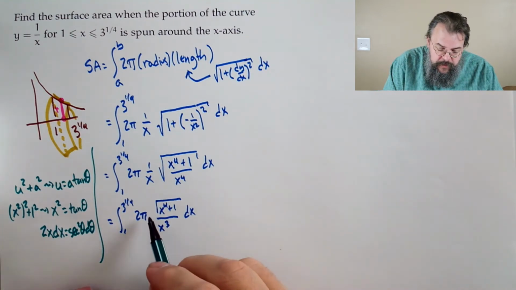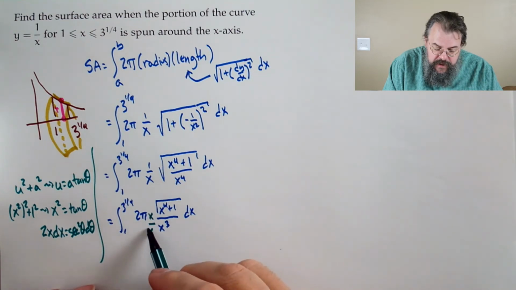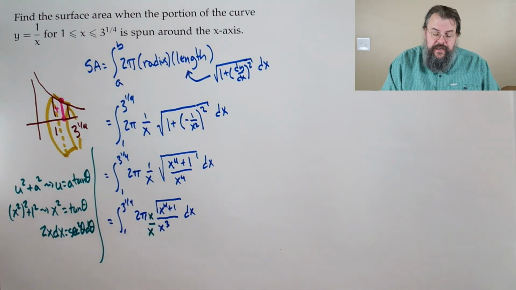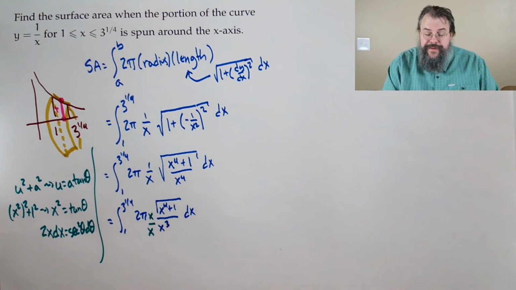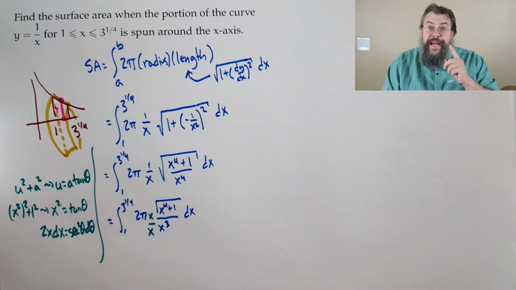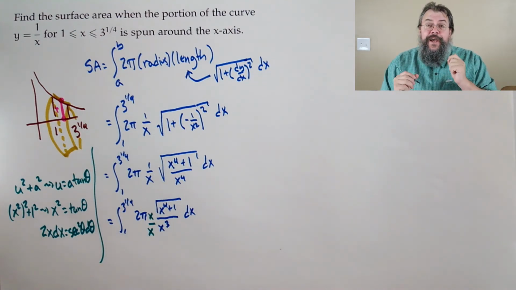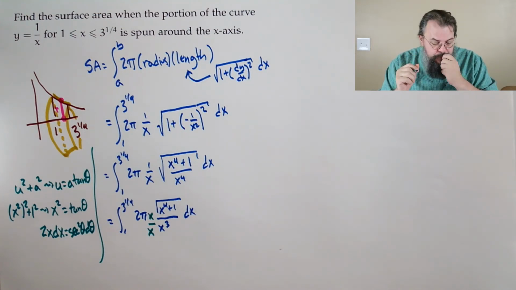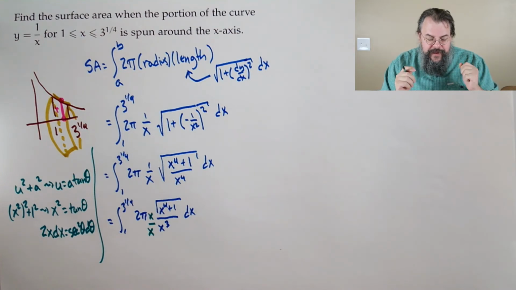What we can do is multiply top and bottom by x over x. Then we have a 2x dx, which is good. We like that. And then downstairs we have x to the 4th. That's actually really good for us, right? Because that would be what? That would be x squared squared, which is perfect. Beautiful. Okay, so we're on track.